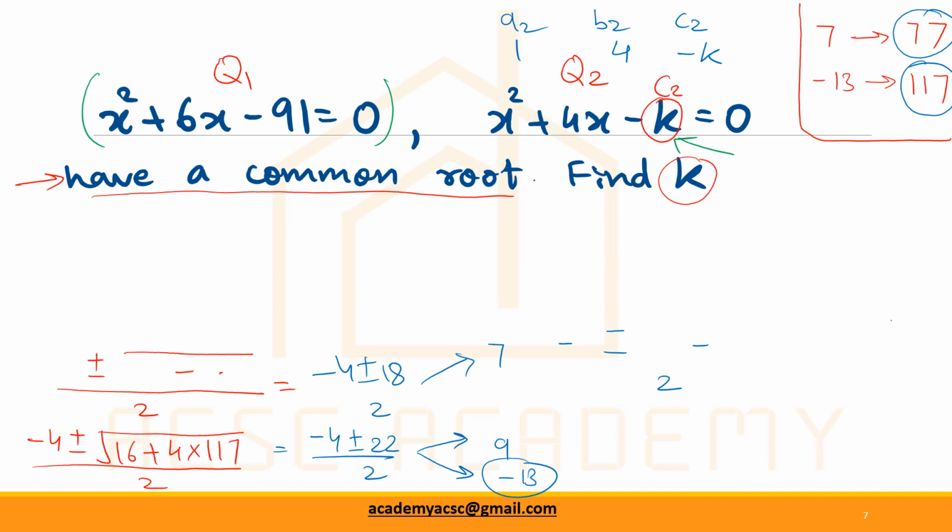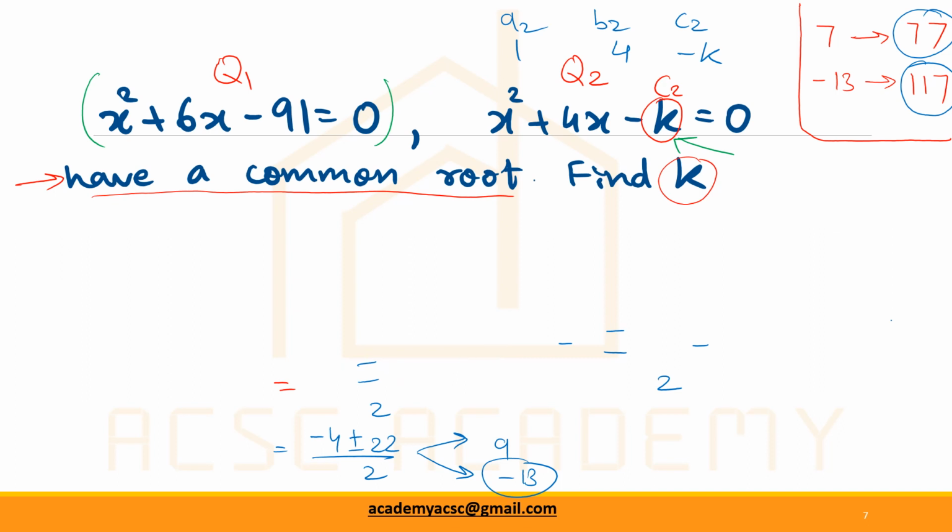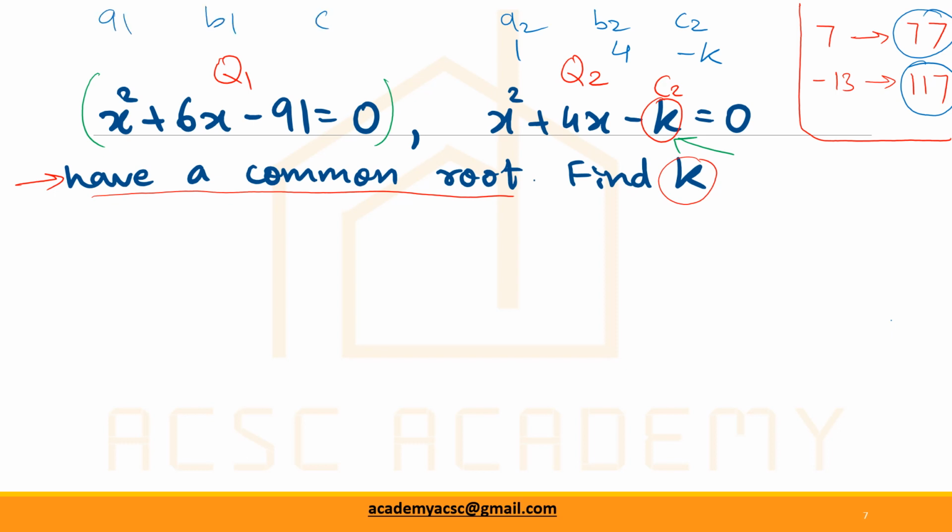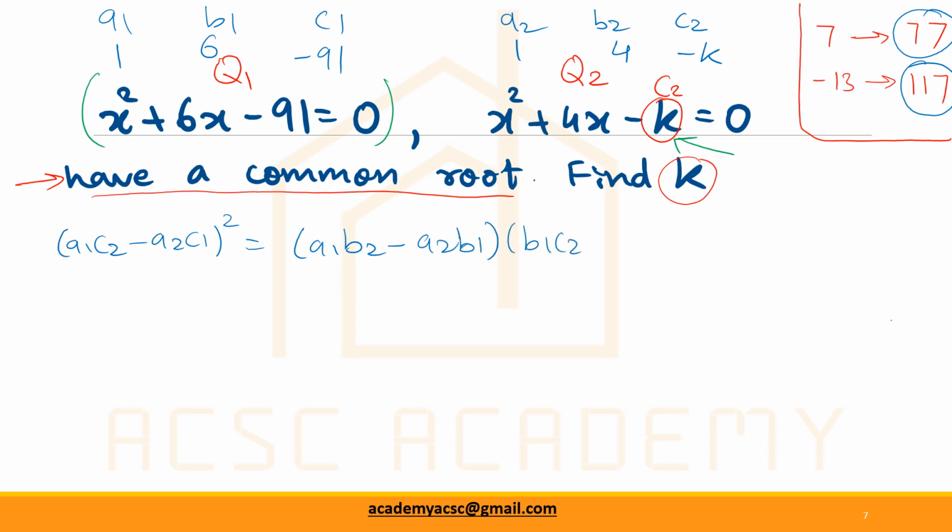Do we remember the relation? By solving some of the questions, it will become easier and we can remember it afterwards. So in the first few times, you might need to create that particular diagram and then you can derive it. So here, let us also write A1, B1 and C1. A1 is 1, B1 is 6, C1 is minus 91 and we get (A1 C2 minus A2 C1) squared equal to (A1 B2 minus A2 B1)(B1 C2 minus B2 C1).